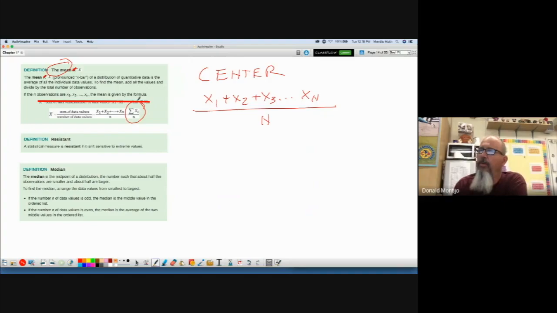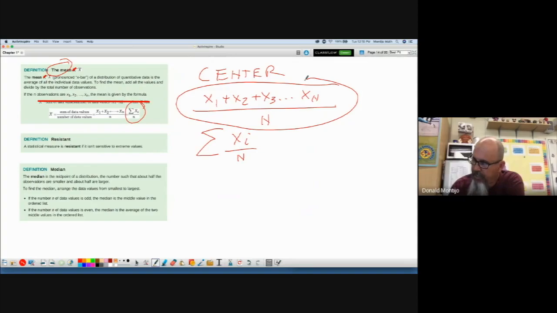So this is the formula you'll see on your formula packet. This formula will be given to you to use on the AP test. This symbol right here is called the summation. So it's the summation of x sub i over n. Anytime you see some variable sub i, it's saying take every individual. So this formula up here is the same as this one down here. They are the exact same formula.